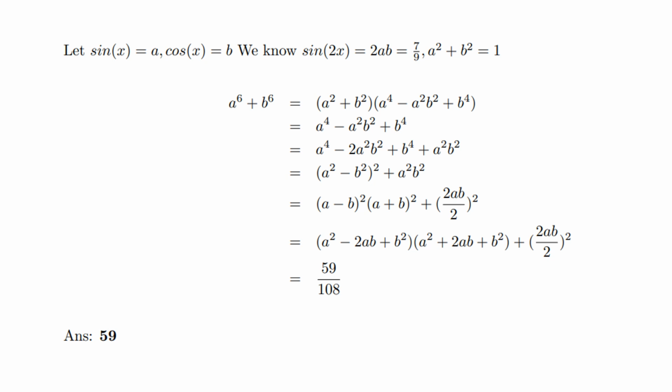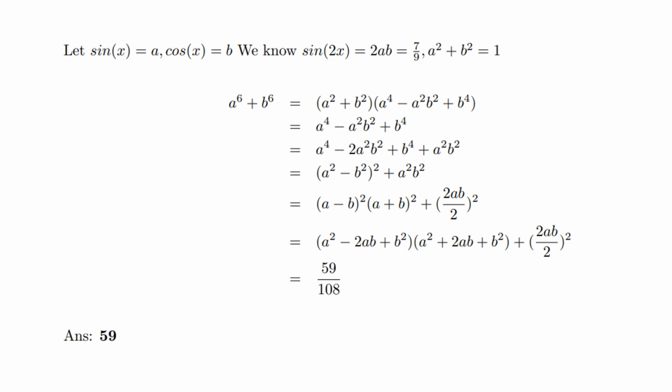And we know that sine 2x, which is 2 sine x cosine x, is equal to 2ab, and this is 7 over 9. And from the identity sine squared x plus cosine squared x is 1, we have a squared plus b squared equals 1.